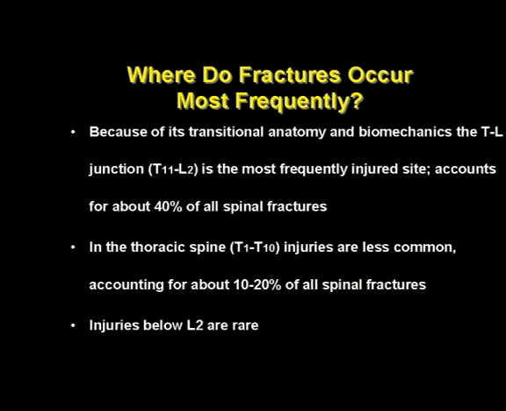Well, where do fractures occur? And radiologists need to know that because we are usually vetting people. Because of the transitional nature and the biomechanics of the thoracolumbar spine, this is where most fractures occur. 40% of all fractures occur in the thoracolumbar junction. Thoracic spine, which we will call from T1 to T10, is stiff, and fractures there are less common. They're about 10 to 20%, and anything below L2 is usually rare.